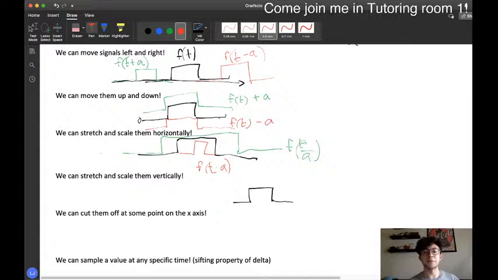And we can also stretch and scale them vertically. This would just be accomplished by regular multiplication. So to make it bigger, we multiply the whole function by some number greater than 1. And if we want to make it smaller, then we do the opposite.